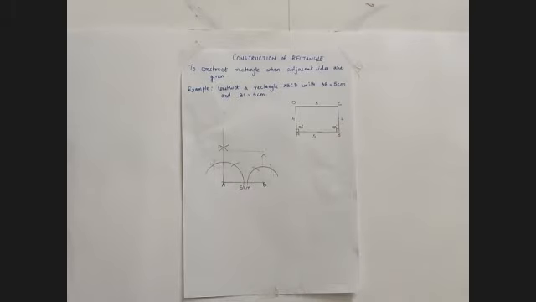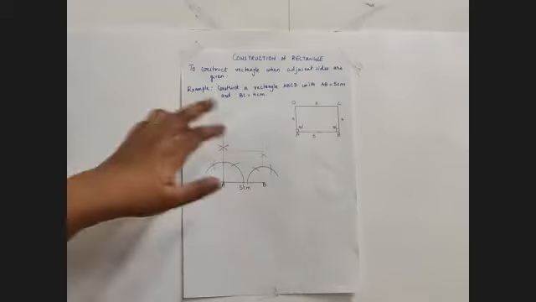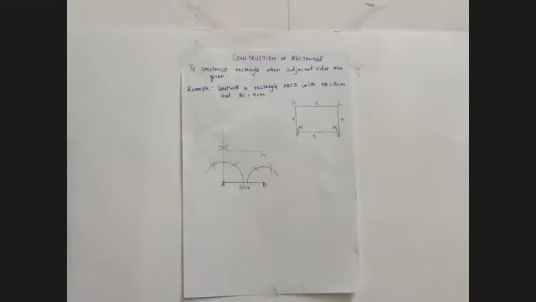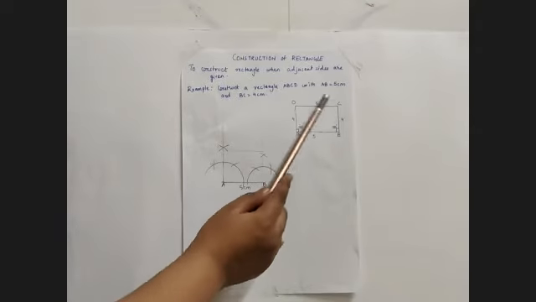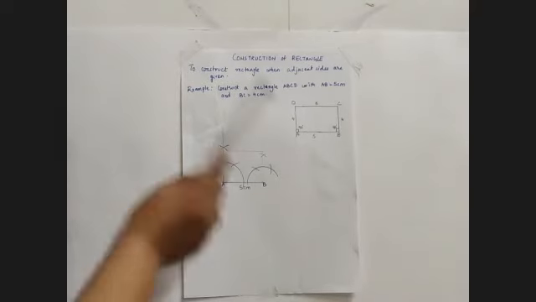We will learn the construction of rectangle. In the first type, we have adjacent sides are given. We have to construct a rectangle ABCD with AB as 5 centimeter and BC as 4 centimeter. We already know that the opposite sides of the rectangle are equal, right? So AB will be equal to CD and BC will be equal to AD.